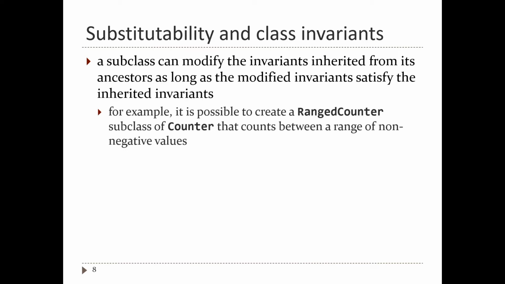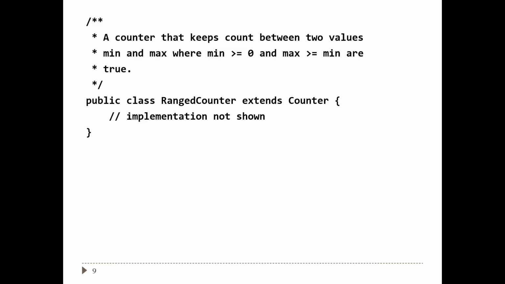negative. So it's possible to create a different type of counter called a ranged counter that counts between some non-negative minimum and maximum values. Right, so instead of counting between 0 and integer max value, we can count, for example, between 5 and 10 or something like that. Right, it's easy to implement such a class. Right. The invariants for the class change.